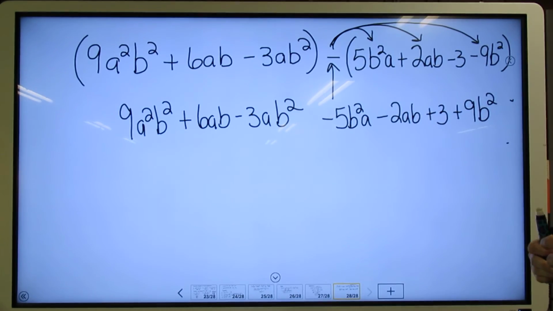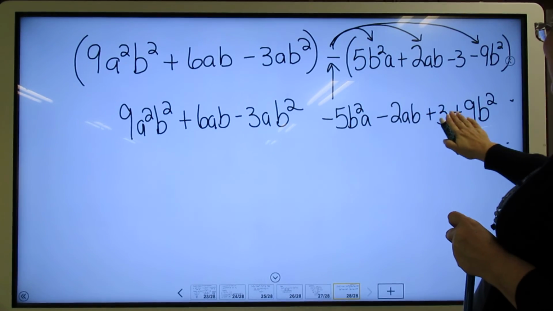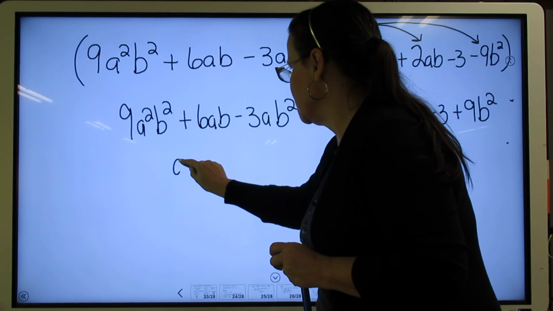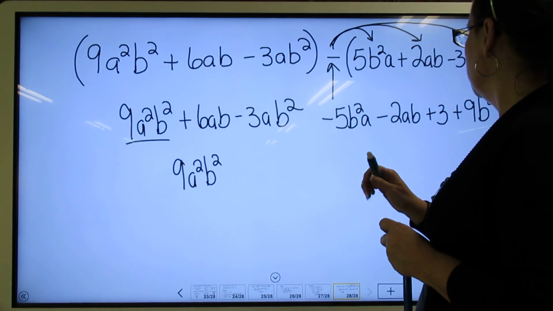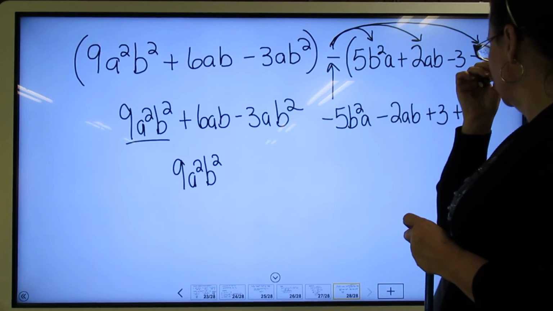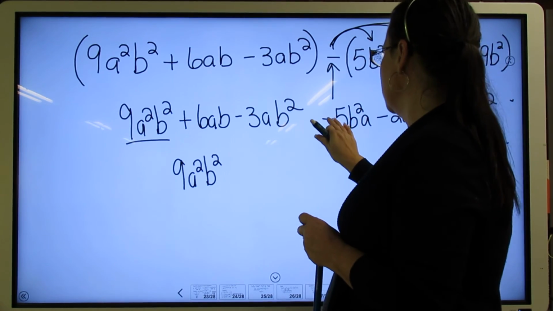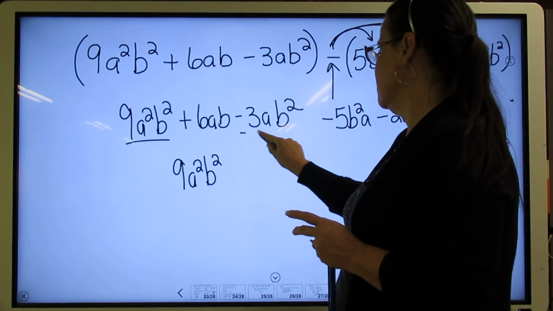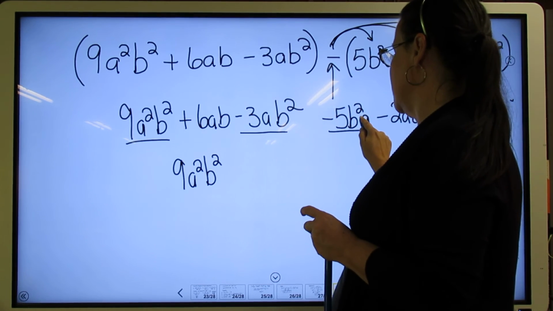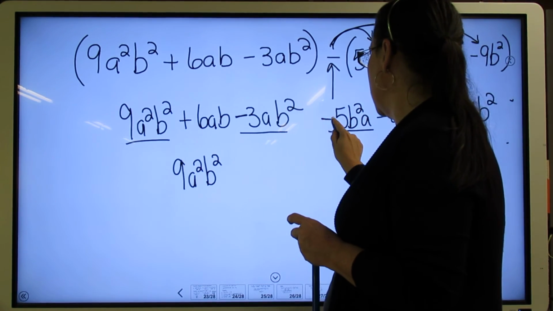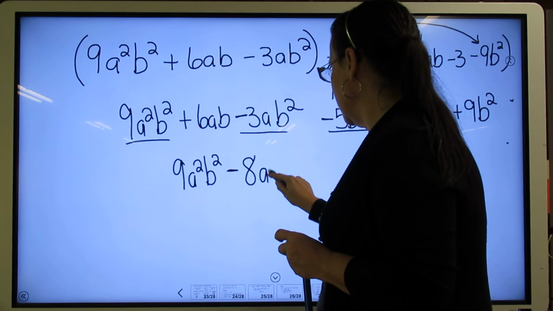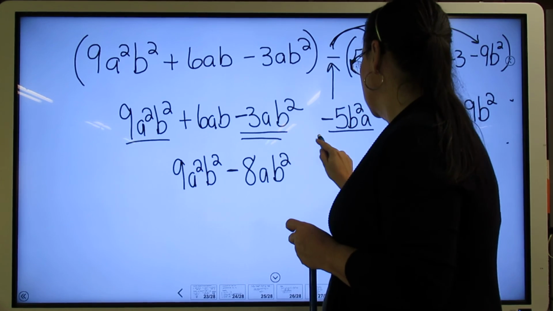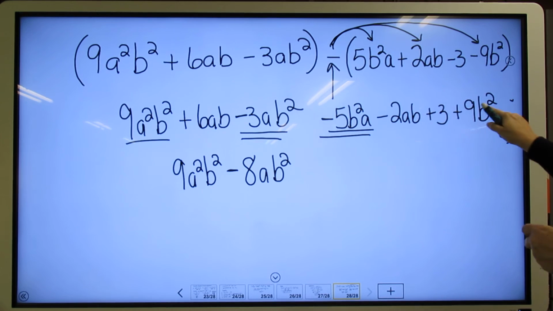And now we match what we have. So I have a 9a squared b squared, and I see nothing that matches it. So I just bring it down. Okay, so he's by himself. But I'm going to do 3ab squared, 5b squared a. Same thing, just switched around. Switch those around, right? And I have negative 3 and a minus 5, so it's going to be a minus 8ab squared.